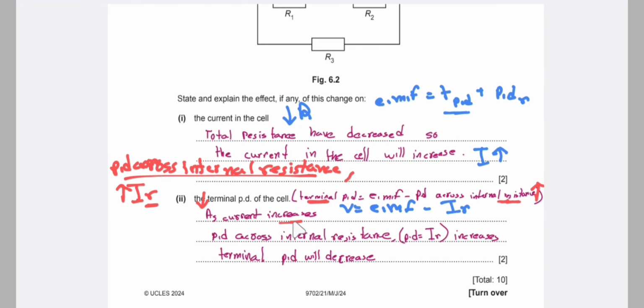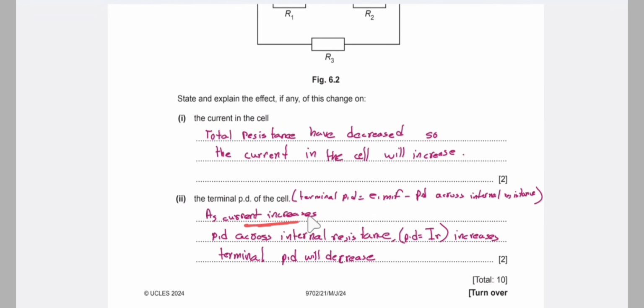As the total resistance has decreased due to the parallel combination, the current increases. Since the current increases, the potential difference across the internal resistance, which is equal to Ir, increases. EMF minus this potential difference is the terminal potential difference, and since we subtract a bigger value, the final answer is smaller. Therefore, the terminal potential difference is less.